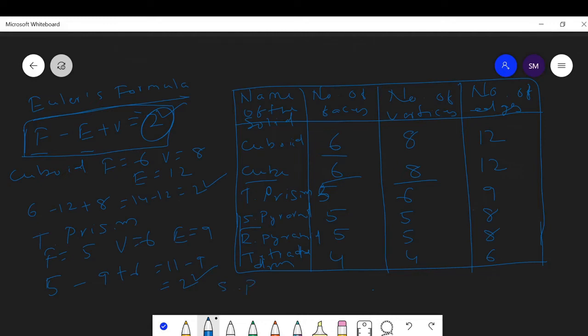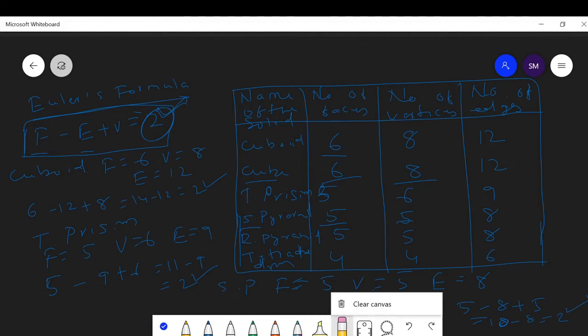This shows here the number of faces F is equal to 5. Number of vertices V is equal to 5. The number of edges E is equal to 8. Then applying Euler's formula, F minus E plus V: 5 minus 8 plus 5, which is equal to 10 minus 8. This is 2. Yes, this also satisfies Euler's formula. Next, I will check on the next page.